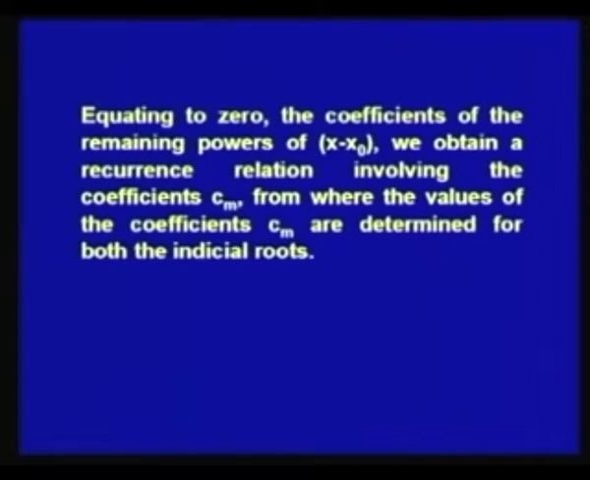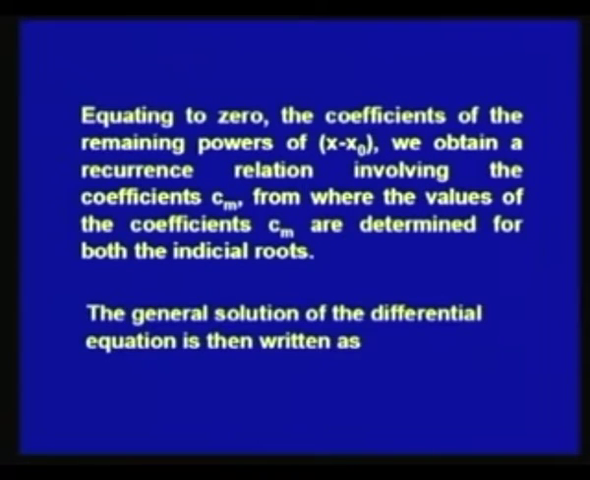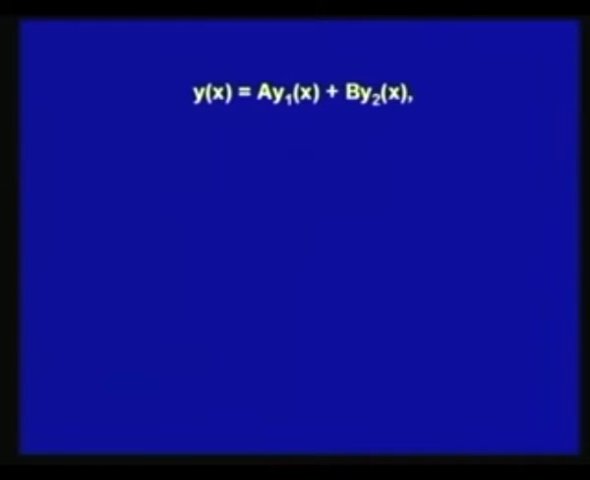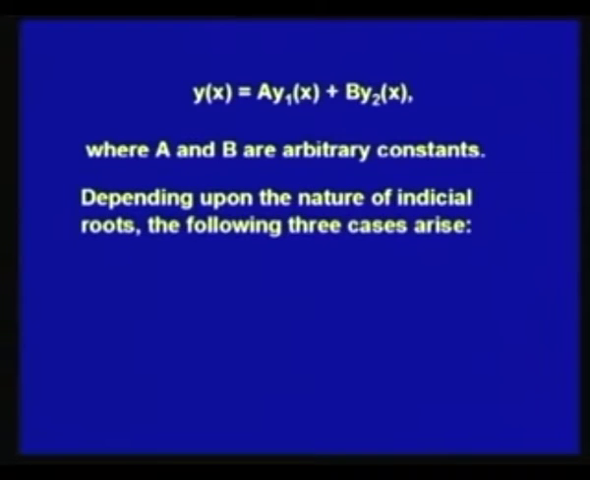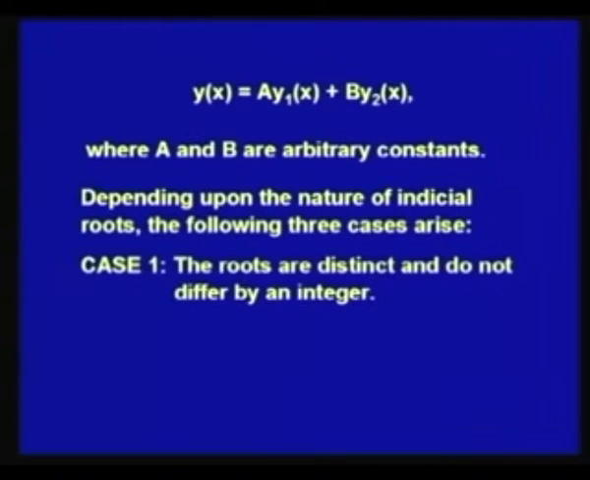Now let us equate to 0 the coefficients of the remaining powers of (x − x0). They will give us a recurrence relation involving the coefficients Cm, from where we can determine the values of the coefficients Cm for both the indicial roots. Then the general solution of the differential equation is written as y(x) equal to a times y1(x) plus b times y2(x), where a and b are arbitrary constants.